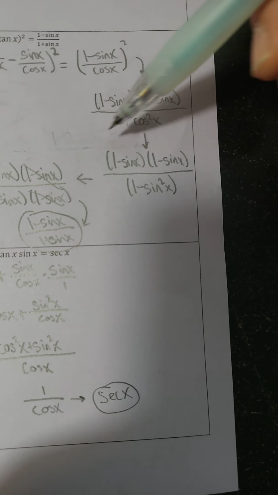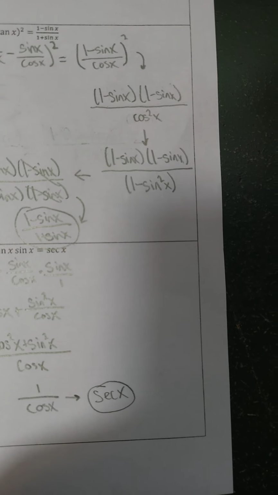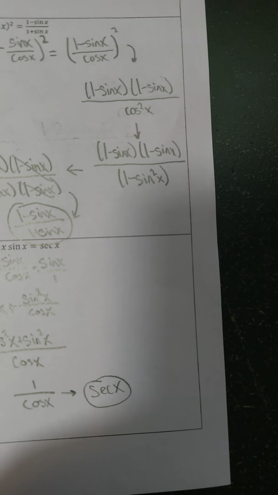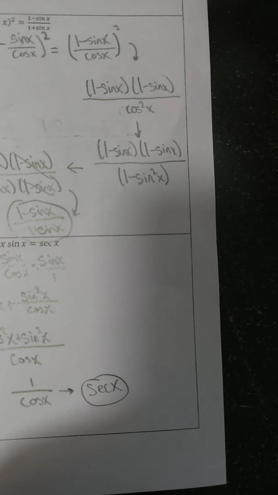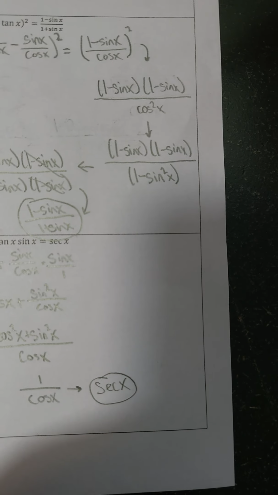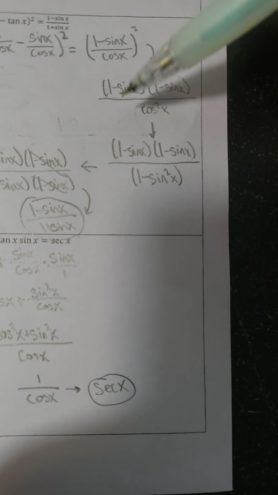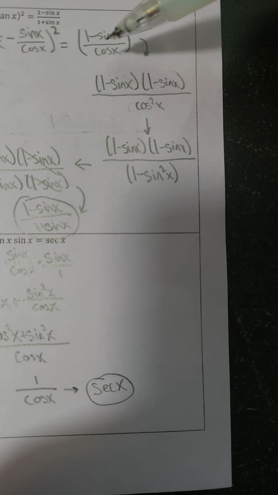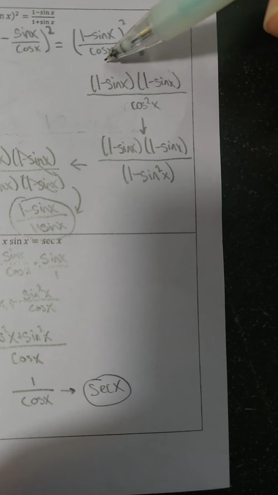That's why we like to leave things expanded in some scenarios. Again, going from problem to problem can be quite difficult as to finding what you should do, but try every solution and try everything you can. So we have 1 minus sine x times 1 minus sine x all over cosine squared x, right? Because numerator, denominator. Cosine squared x.